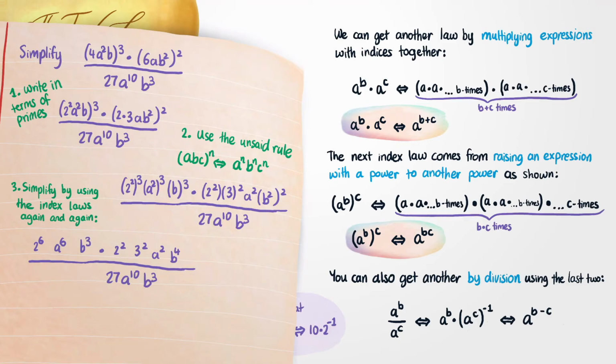I just noticed that I did a bit of a whoopsie here. I said that I was going to write everything in terms of its primes, but I forgot to write this 27 as 3 cubed, so let me replace it here, here, and over here. And now for my next trick, I'm just going to order the top and the bottom. I'm going to put all the 2's together, all the 3's together, then all the a's together, then all the b's together.